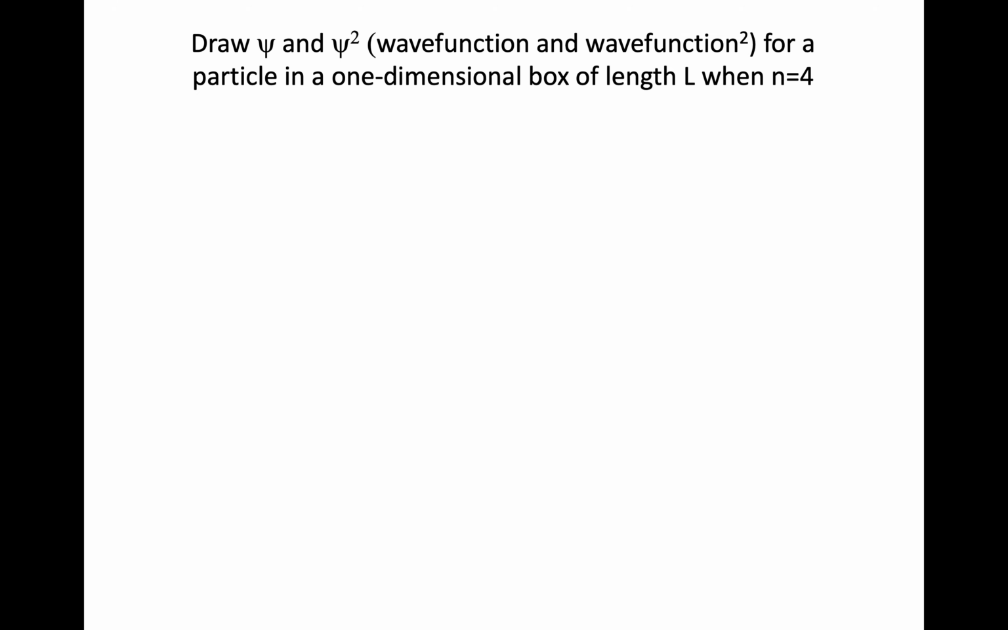Take a second. What would it look like for the wave function and the square of the wave function if we had a 1D box of length L when n equals 4? What does the n equals 4 wave function look like? And how about if we square it?